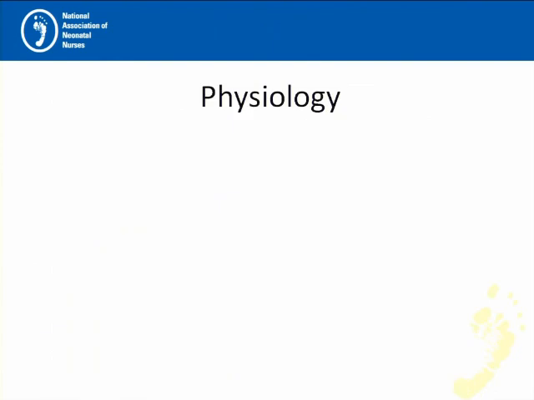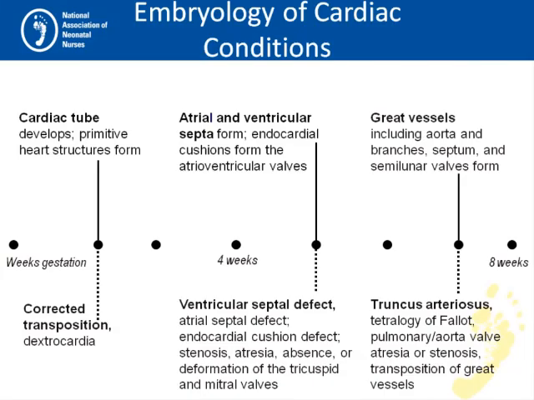Physiology. Fetal cardiac development occurs rapidly from 18 days of life until the 12th week of life, with structural formation until the 8th week. The cardiac tube develops from primitive heart structures. It elongates and develops dilatations and contractions that will later form the ventricles and outflow tracts. Abnormal development during this stage can cause corrected transposition and dextrocardia.